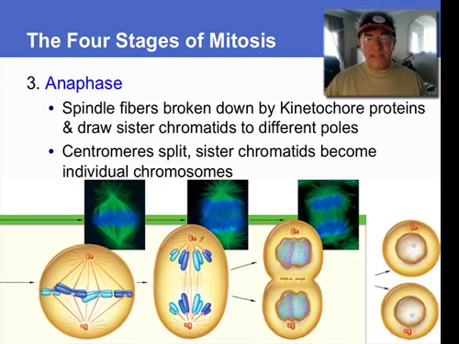So in anaphase, which is this middle diagram here, spindle fibers are broken down by proteins called kinetochores, and these sister chromatids are split. You can see how they're together here. They're split, and one goes to each side of the cell. Now these sister chromatids are individual chromosomes. So what is a kinetochore? What is this thing here?